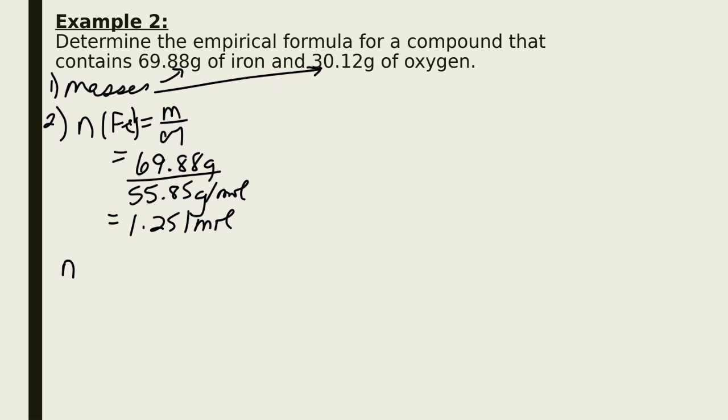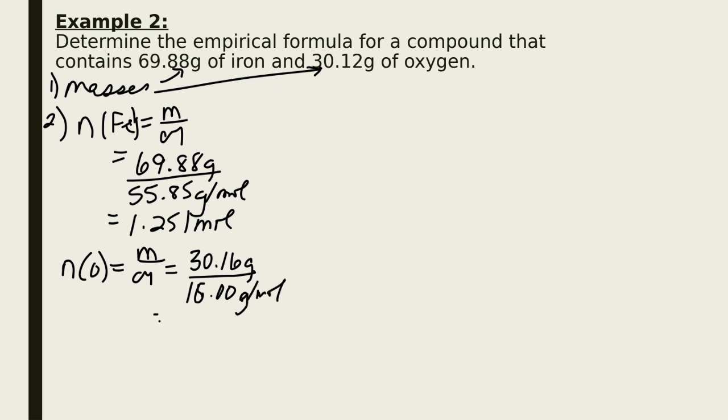And then let's do the same thing for oxygen. Remember, oxygen is a diatomic element when it's on its own, but it's not on its own. It's in a compound with iron. So when we calculate the molar mass and the moles of this, we are just using the true molar mass of oxygen, which is 16 grams per mole. And I get a mole value of 1.8825 moles of oxygen.